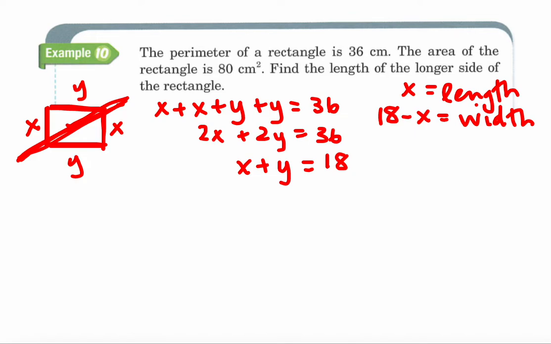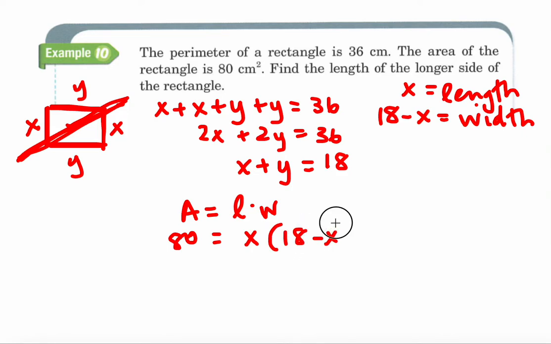All right then. The next part says the area of the rectangle is 80 centimeters squared. Area is equal to length times the width. So now instead of area, we're putting in 80, because that's the answer to the area. Instead of length times width, we can write x times 18 minus x, because we know that if the length is x, then the width has to be 18 minus x from what we talked about previously. All right, so that's our equation then.